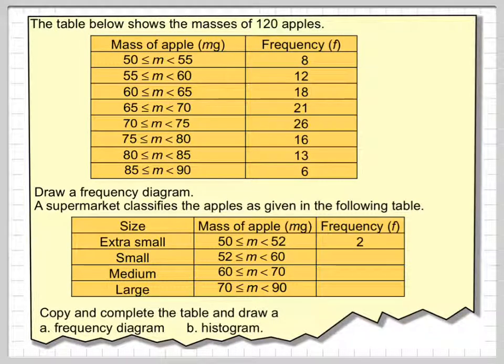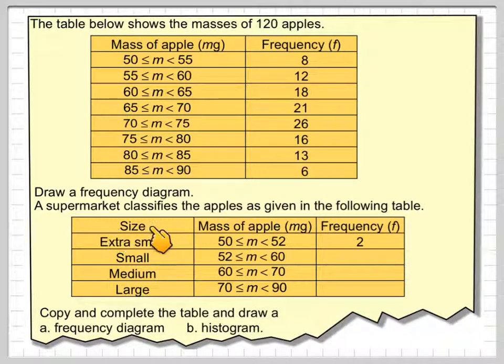In this video, we're going to look at drawing frequency diagrams and histograms. The table below shows the masses of 120 apples. They're being classed according to equal widths, each of 5 here, and here is the frequency. This adds up to 120. It says draw a frequency diagram.